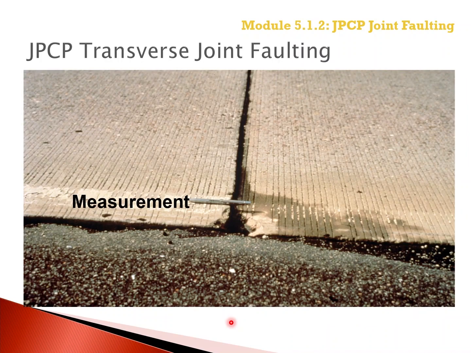This photo is a close-up of the concrete slab edge showing the difference in elevation between the approach and the leave slabs of the transverse joint. As noted in the previous slide, faulting is measured 12 inches from the edge of the slab or from the edge paint stripe where widened slabs are used.